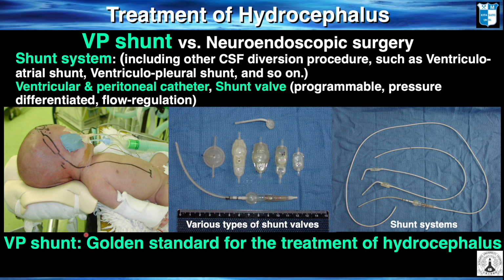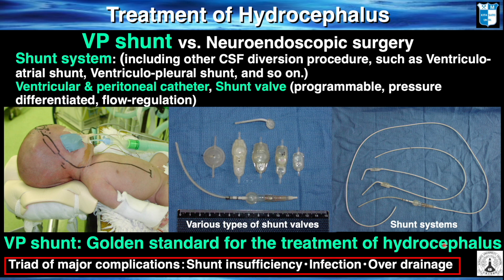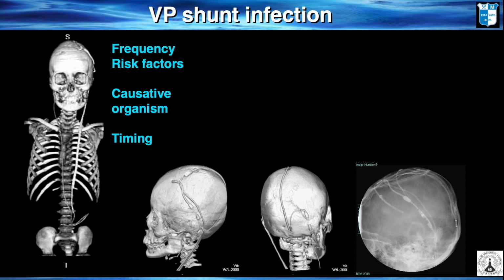So the VP shunt is the gold standard for the treatment of hydrocephalus. However, there are serious major complications always associated: shunt insufficiency, infection, and overdrainage. Regarding VP shunt infection, the frequency is 3 to 20%, and usually around 5 to 7%, depending on the institute. And usually in the NICU, for newborn babies, the infection rate is higher than other children.